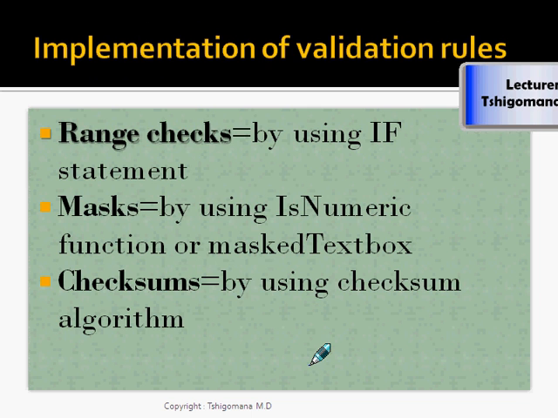Let us look at implementation of validation rules. For range checks, you can implement that by using the if statement. For masks, you can implement that by using the isNumeric function or a masked text box. For checksums, you can implement that by using a checksum algorithm.